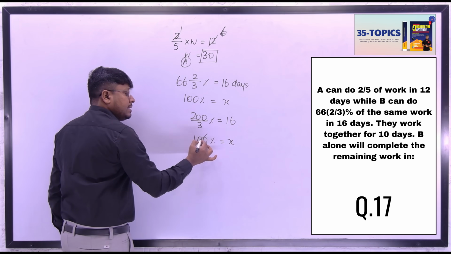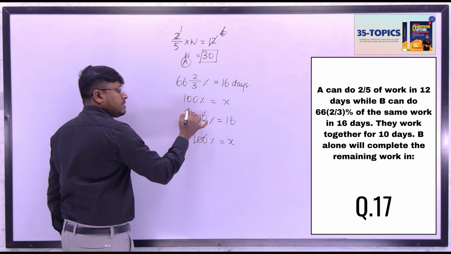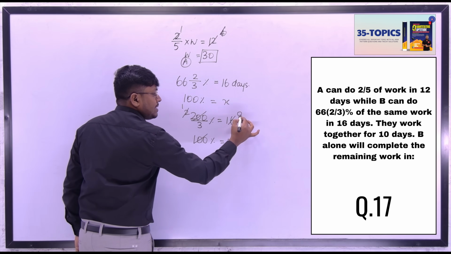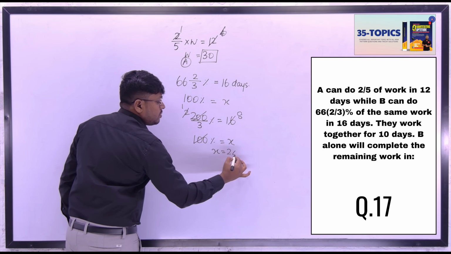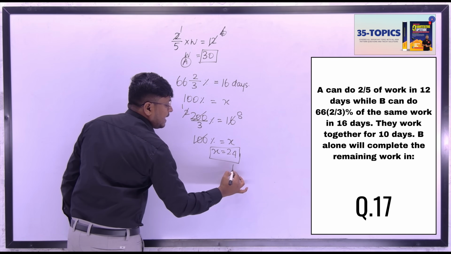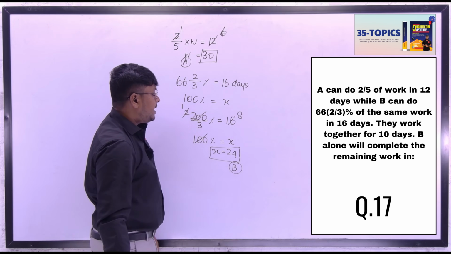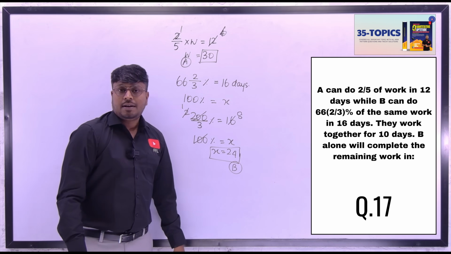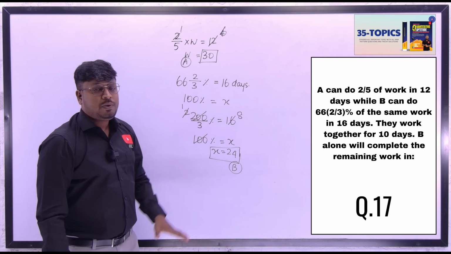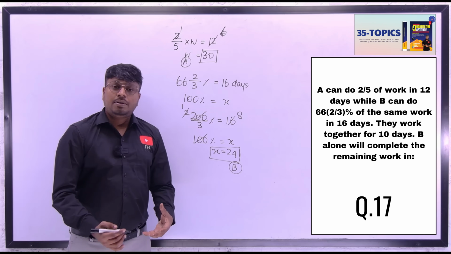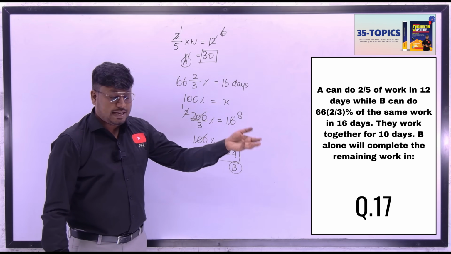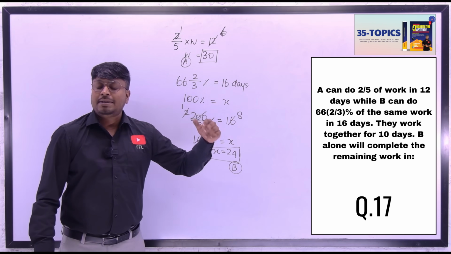Now cancel it, 100, this will be 2 times, 1 2s are 2, 8 2s are 16, so X is equal to 24. That means the second person, B alone, takes 24 days to complete the work. So A will be taking 30 days to complete the work. Now according to the question, both the persons were working for 10 days. After 10 days, the person A left.